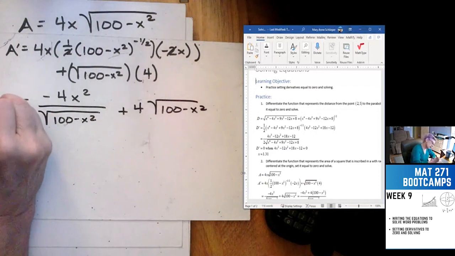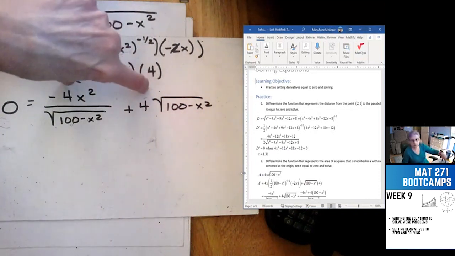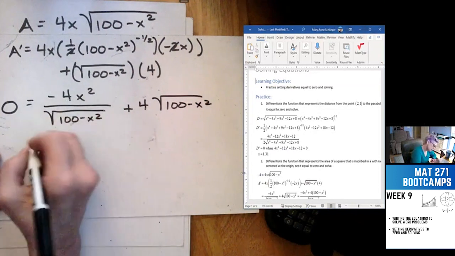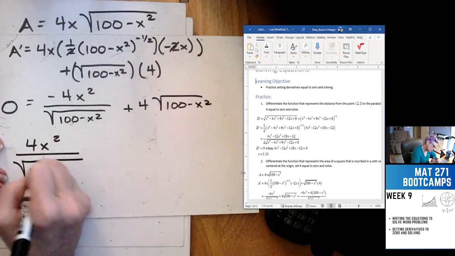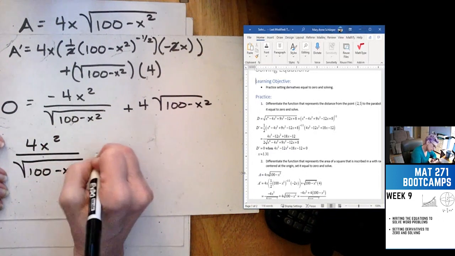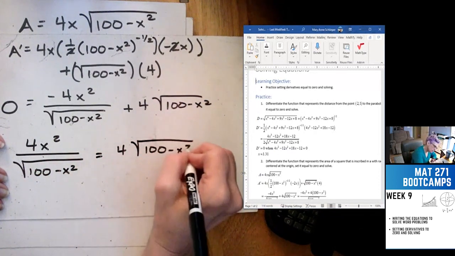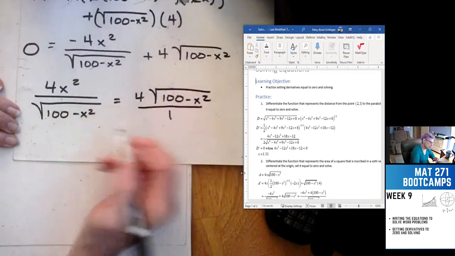Now I need to set that equal to 0. You have a couple of choices. You could rewrite this as one handy dandy unit and then just set the numerator equal to 0. Or you could add this to each side. You get 4x squared over the square root of 100 minus x squared is equal to 4 times the square root of 100 minus x squared. And that's the same thing as if it were sitting on top of 1, so you could cross multiply.